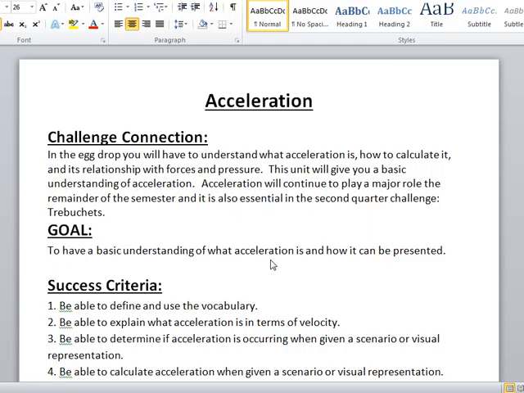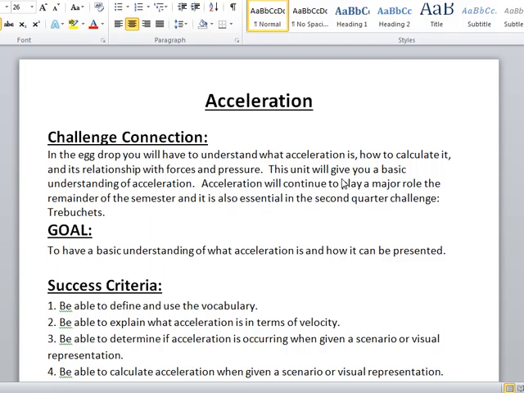You guys know that we're doing the egg drop, and you have pretty much this unit, the next unit, and then you have a full week to conduct the egg drop, and the instructions will be coming pretty soon for that. Okay, so in this unit, you're going to be learning about acceleration, and for the egg drop, you're going to have to know how to actually calculate acceleration, know what it is, especially in terms of gravity, and its relationship with forces and pressure.